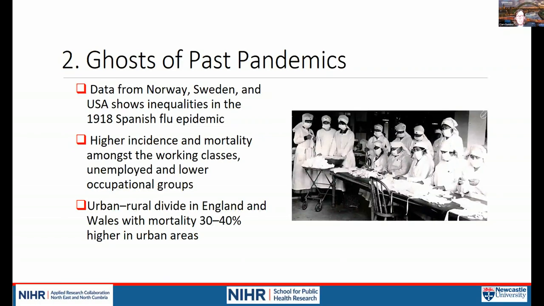So there's data from various countries, United States, for example, Sweden, Norway, that has shown a high incidence and mortality amongst, for example, the working classes in the Chicago study, unemployed people in Swedish studies, or lower occupational groups in the Norwegian studies. So the mortality rates were much higher in Spanish flu in these groups in those countries. In England, the socio-economic aspects are less clear from the historical data, and it's disputed as to whether there was a gradient or not. However, there was a very clear urban-rural divide, both in England and in Wales.